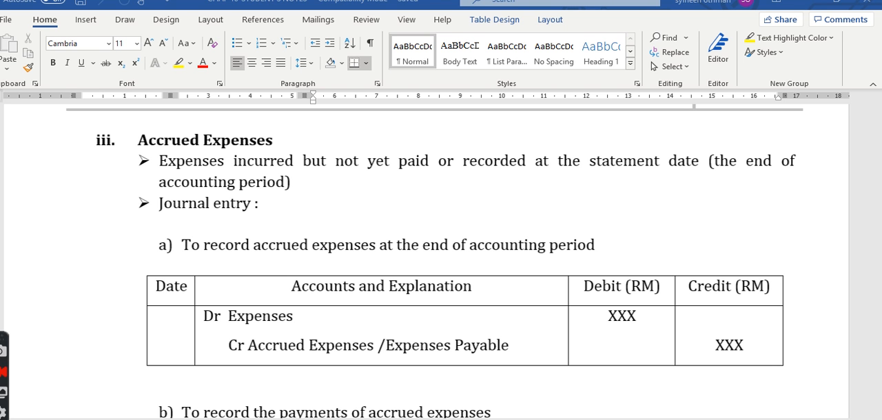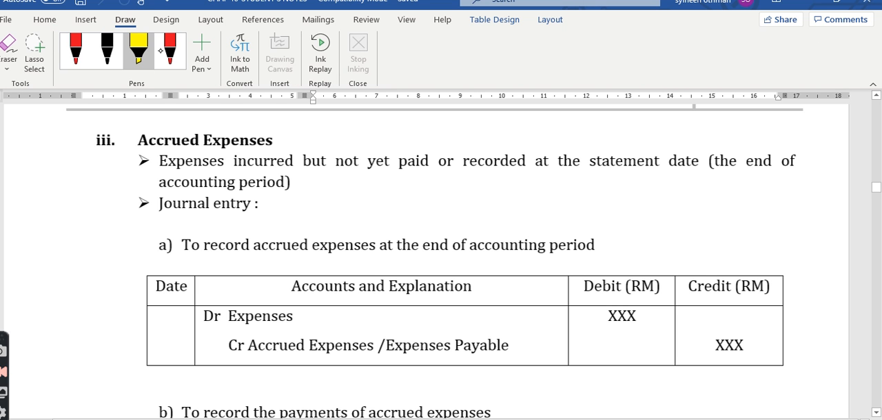Next, we'll go to accrued expenses. As we all know, accrued expenses are expenses that are incurred but not yet paid or recorded. So this is actually part of the liability, and since it is something that you need to settle within a very short period of time, that's why it is included in the current liabilities, right? Short-term liabilities.